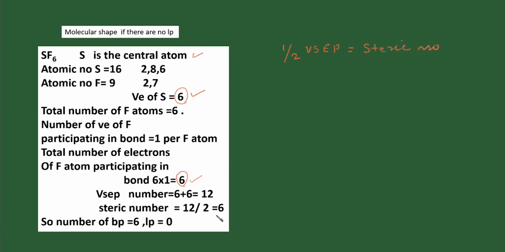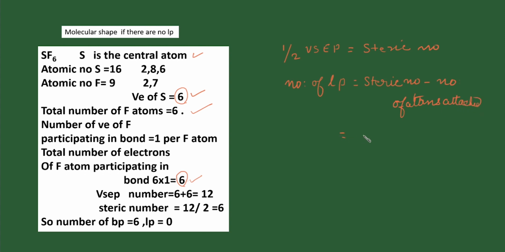Now, one important thing: steric number is 6. Total number of fluorine atoms attached is equal to 6. So, number of lone pairs is equal to steric number minus number of atoms attached.